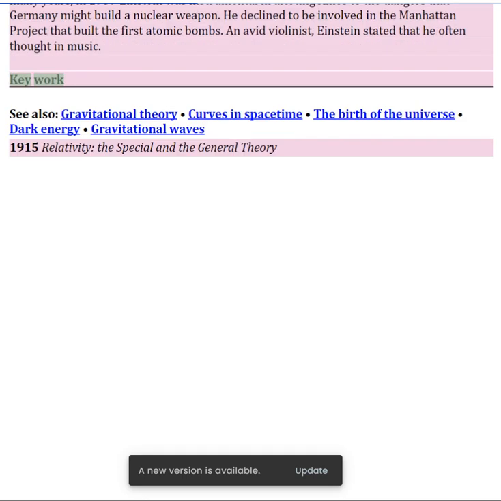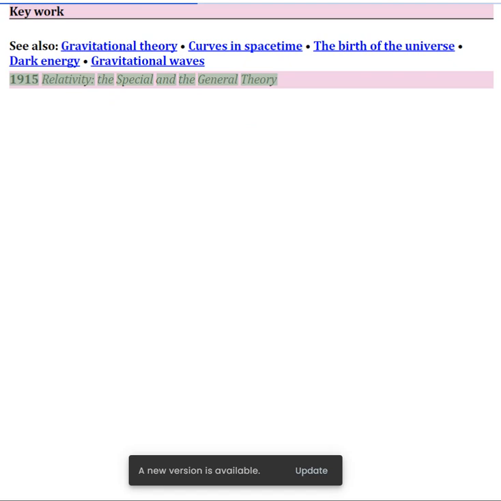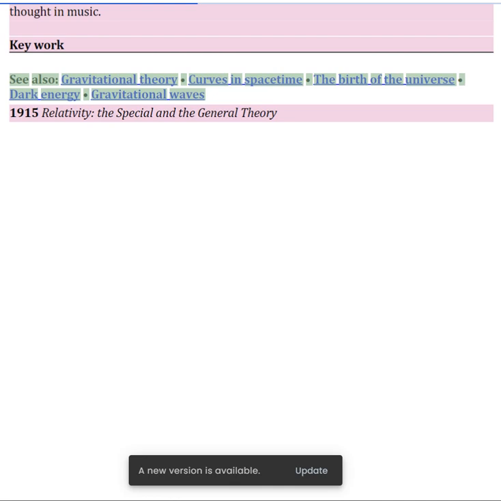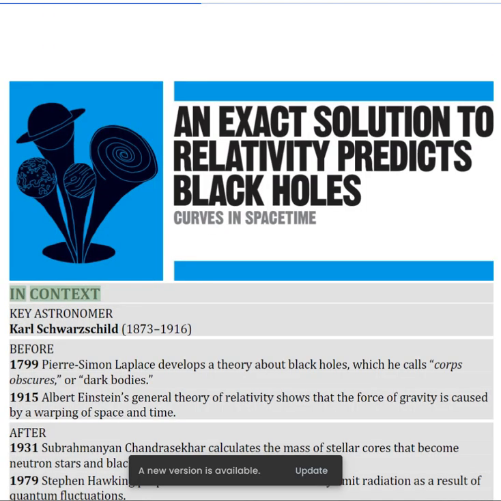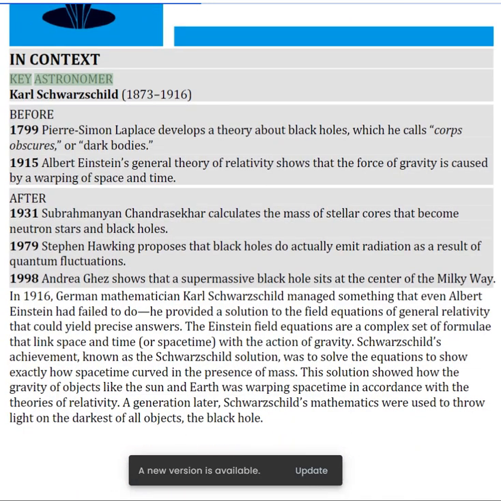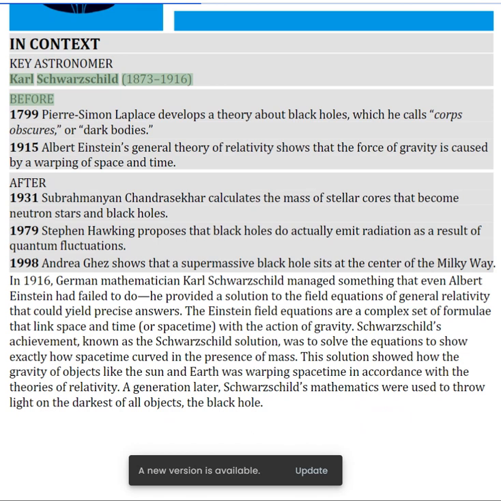Key work: 1915 Relativity, the Special and the General Theory. See also, Gravitational Theory Curves in Spacetime, the Birth of the Universe, Dark Energy, Gravitational Waves. In context. Key astronomer: Carl Schwarzschild.